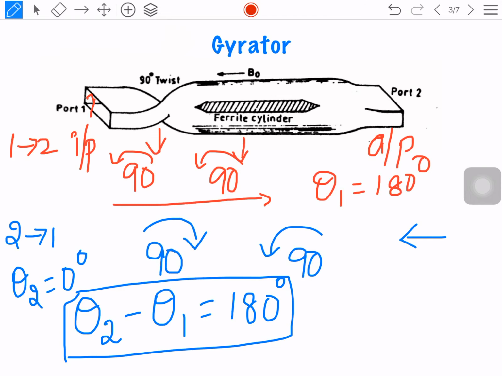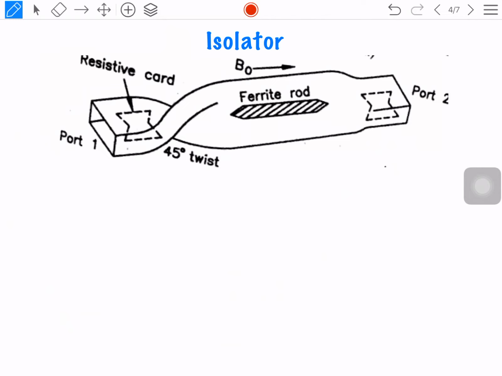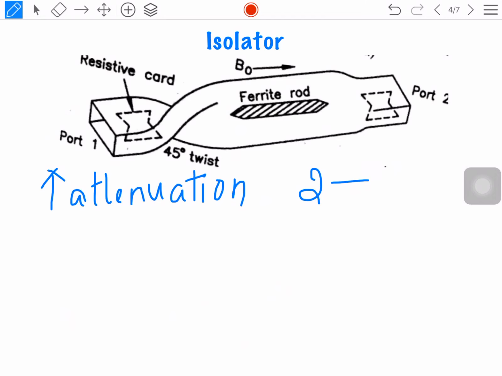Let us move to the next type of device, called the isolator. An isolator is a non-reciprocal two-port device. It provides a very high attenuation to the microwave signals if they are passing from port 2 to port 1. If the signal is passing from port 1 to port 2, the minimum attenuation will be observed in the wave.